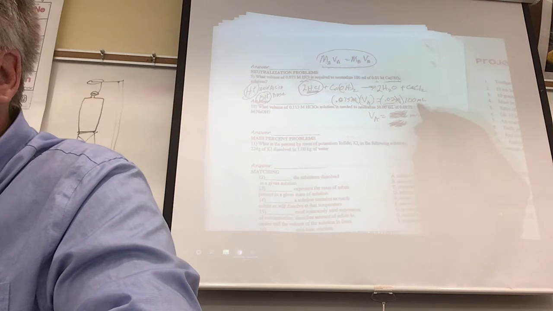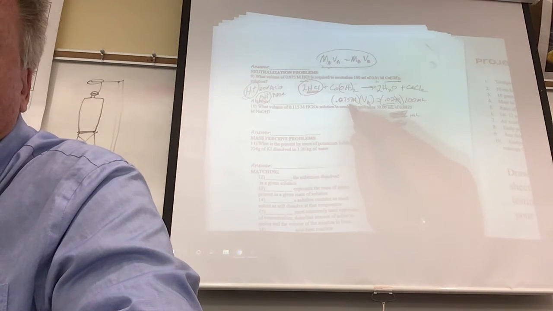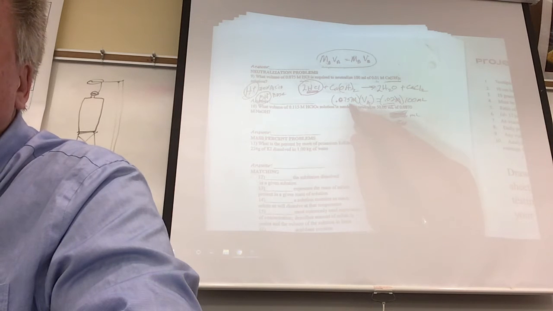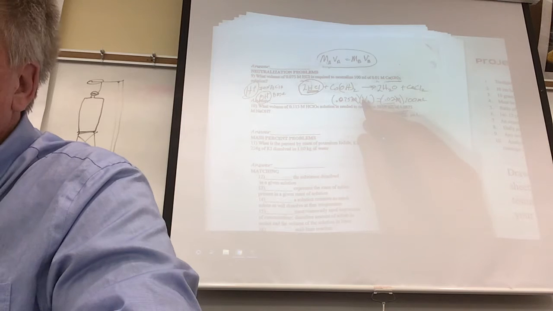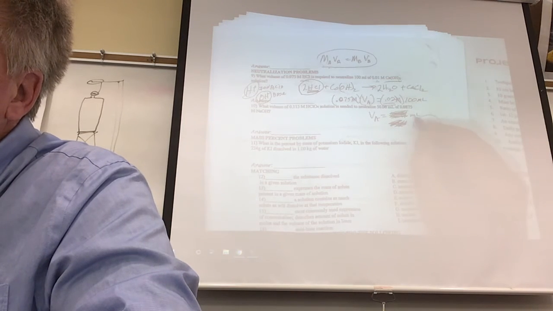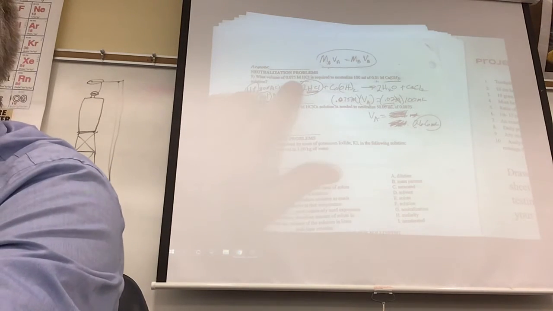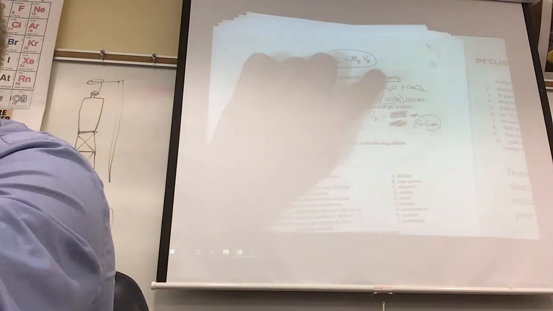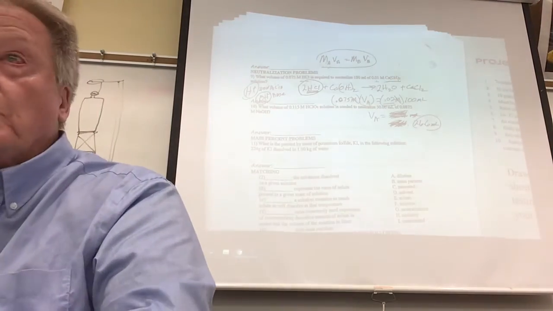So 0.02 times 100 is 2. 2 divided by 0.075. What's 2 divided by 0.075? 26.66. Okay, so it's how much of this HCl I would have to mix with that much base to neutralize it: 26.6 milliliters.